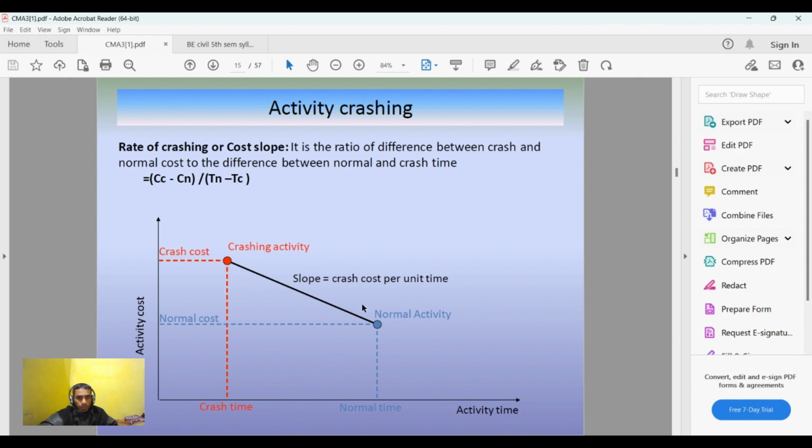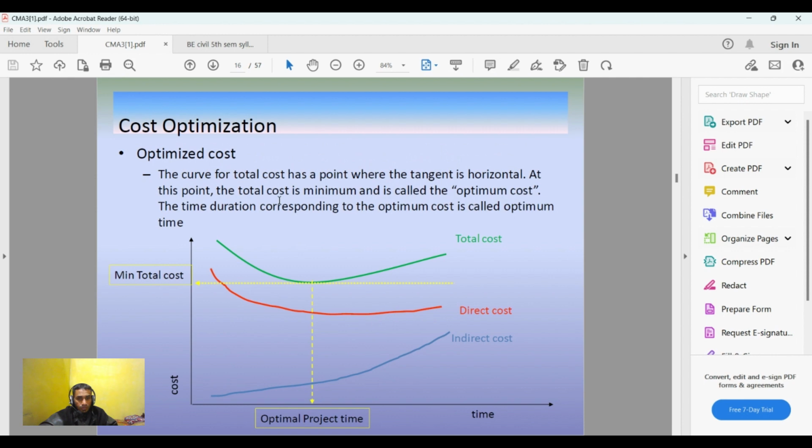Okay, if you plot a graph between the activity cost and activity time, you can find a straight line graph over this region. Okay, and then you can see the crash time here. This is the normal time, okay. And then you have this crashing activity. This is the crash cost and this is the normal cost. So normal cost will always be lesser. Generally the crash cost is higher, okay. This y-axis corresponds to the activity cost, so crash cost will be greater than normal cost. But in case of time, crash time will be lesser than the normal time, so normal time will be greater than crash time.